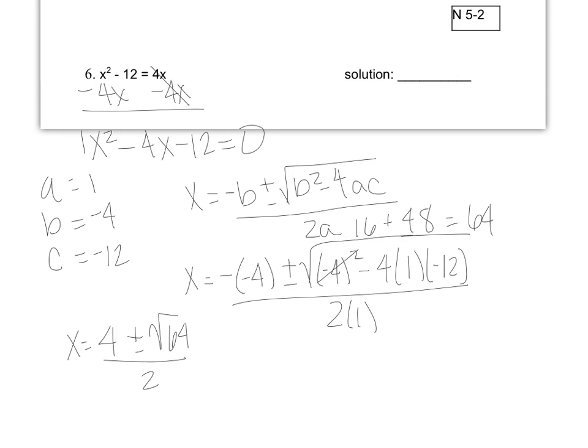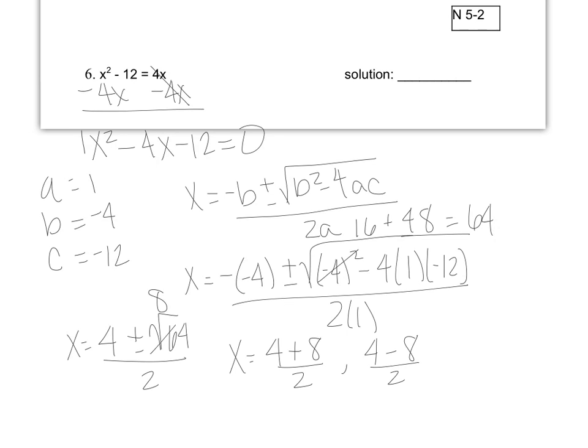Okay, so on number 5, at this point, when we had our radical, we then simplified it using the factor tree. But notice square root of 64, that is a perfect square. The square root of 64 equals 8. So if you no longer have a radical, you should have 2 whole numbers as your answer. Okay, so I'm going to set up 2 different things. I'm going to have x equals 4 plus 8 over 2 and 4 minus 8 over 2.